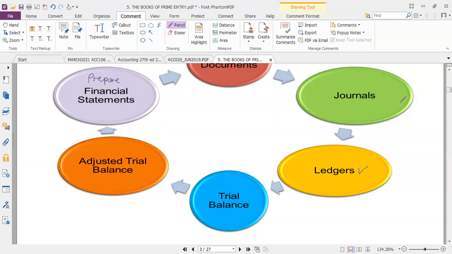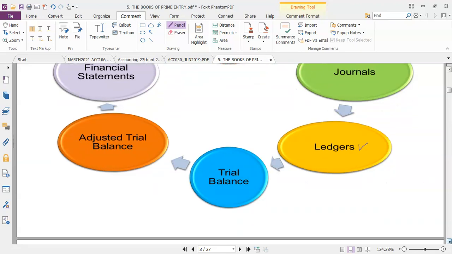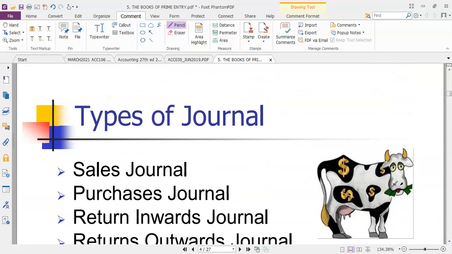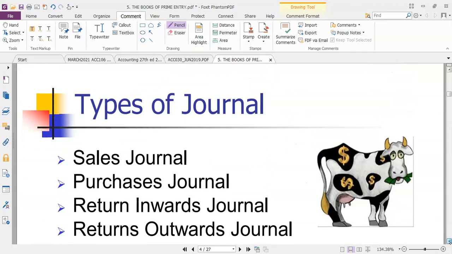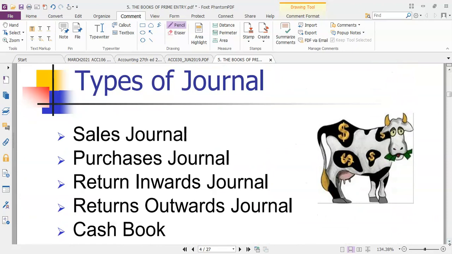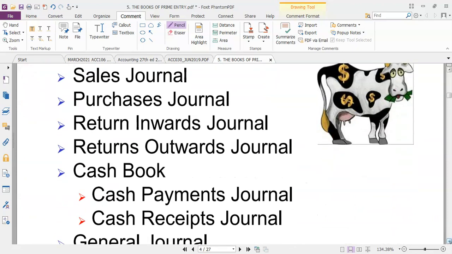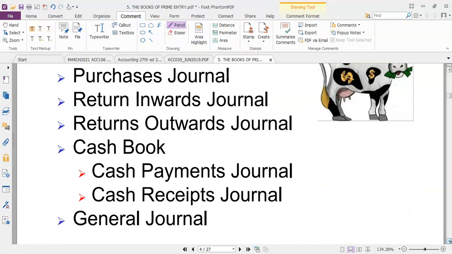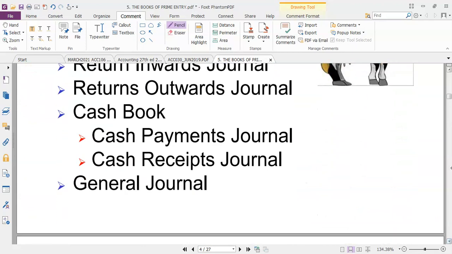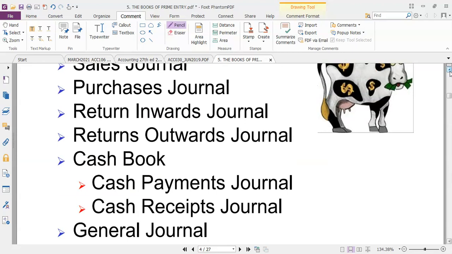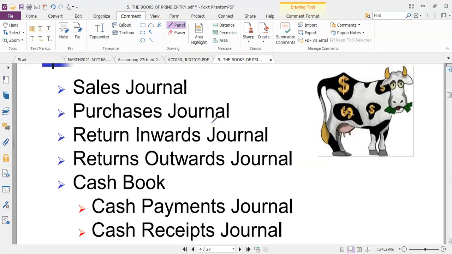Alright. Today, let's look at journals. We have how many journals? 1, 2, 3, 4, 5, 6. Is that 6 or 7? We have 6 types of journal that you must know.